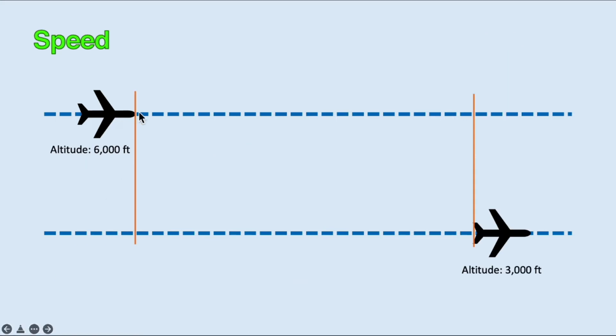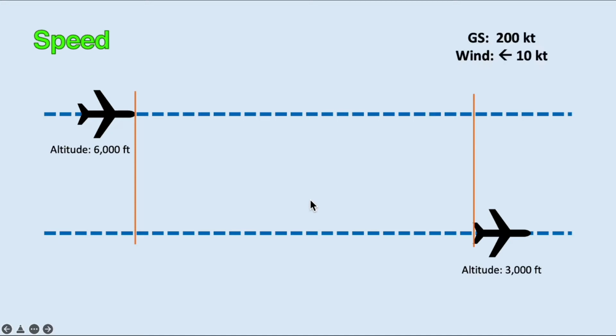Because if you want to maintain this separation, let's say that this separation is, I don't know, 5 nautical miles, okay? You have 6,000 feet and 3,000 feet. You want to maintain this separation. That means that you need to maintain the same ground speed, not the same indicated speed. You need to maintain the same ground speed in order to maintain the same distance, because we are measuring the distance in relation to the ground.